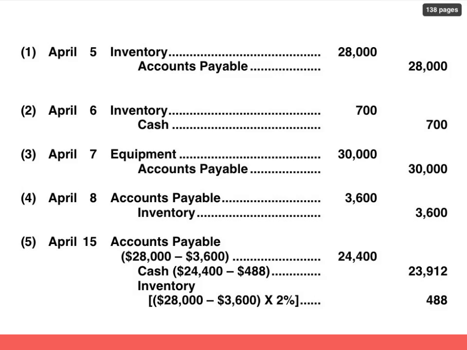And you can see that I debit accounts payable for what I owe him, and that's $28,000 minus $3,600, which is $24,400. I pay that debt off by paying cash of $23,912. I hold back $488, which is 2% of $24,400, and I reduce inventory by the cost of that discount. And so inventory is credited $488. And that's how we record purchases for a merchandise company.